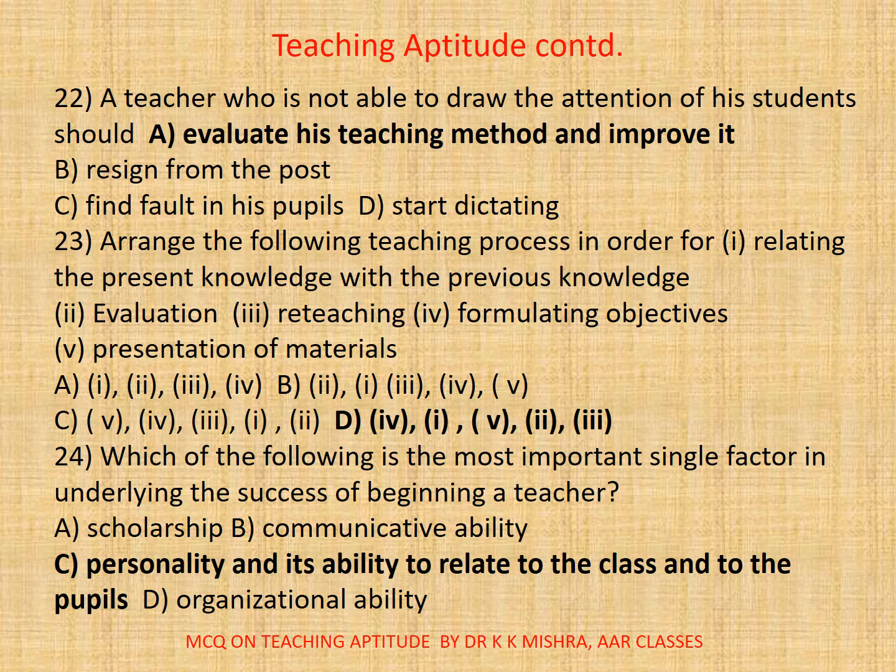24. Which of the following is the most important single factor underlying the success of a beginning teacher? A. Scholarship. B. Communicative ability. C. Personality and its ability to relate to the class and to the pupils. D. Organizational ability. Correct option is C. Personality and its ability to relate to the class and to the pupils.